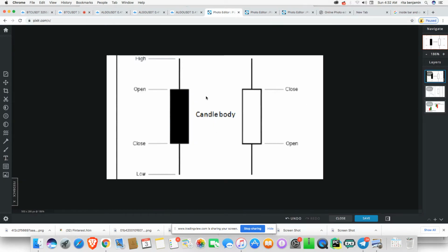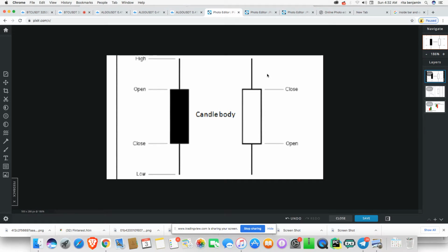A candlestick shows you the high, the open, the closing, and the lows of the day. It was first discovered by the Japanese rice traders hundreds of years ago, even before it became popular in the United States.